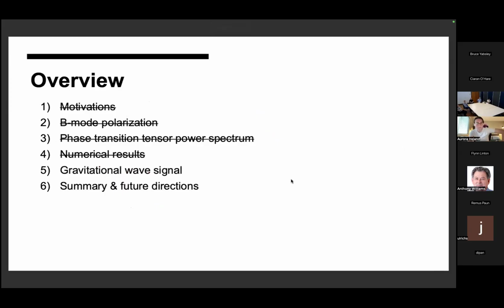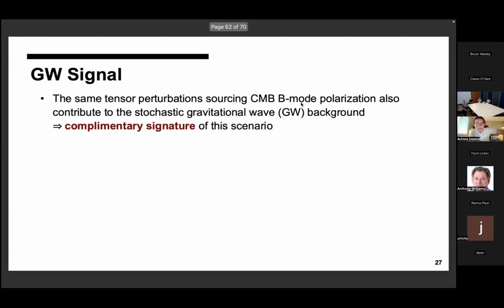Okay. Before I talk about the gravitational wave signal, is there anything with the plots, or questions? Nope. Okay. So I think I have like 10 minutes left, which is perfect. We'll talk about the gravitational wave signal.